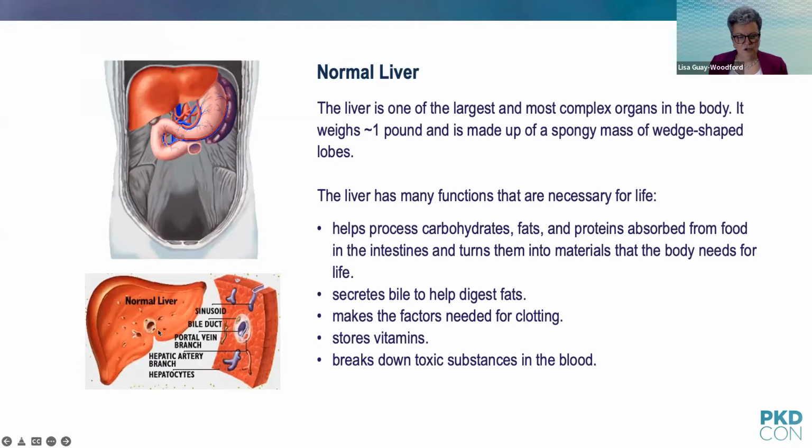In these structures called bile ducts, bile is secreted to help with the digestion of fats. The red structure in the liver also makes factors that are needed for clotting. It stores vitamins, and most importantly, in terms of thinking about the drugs that we take, it's very important in breaking down toxins and drugs that we take in the course of our daily lives.